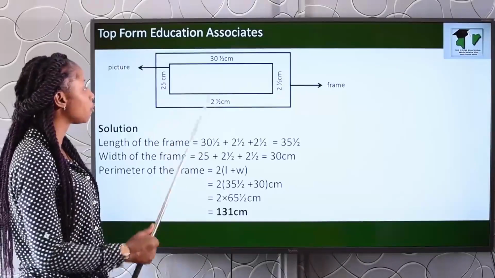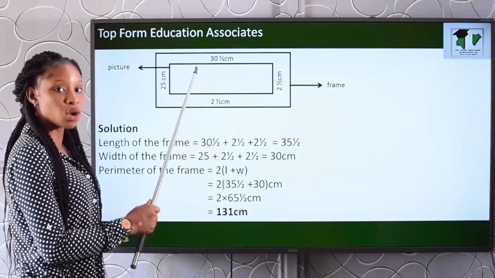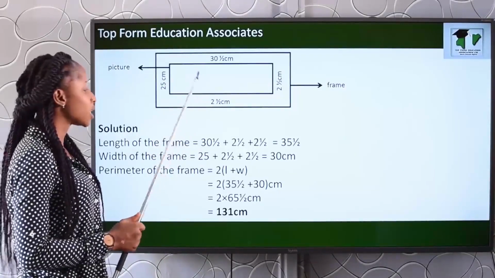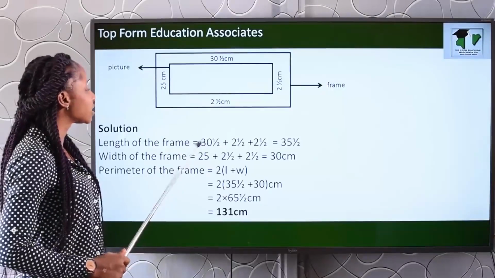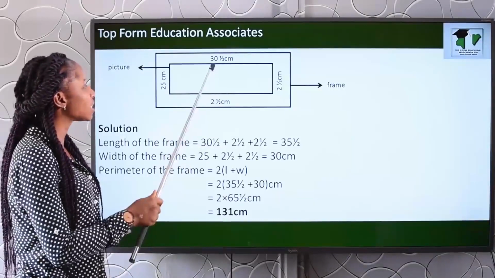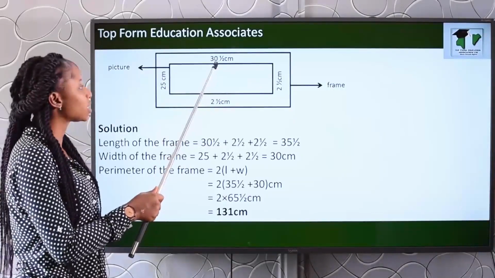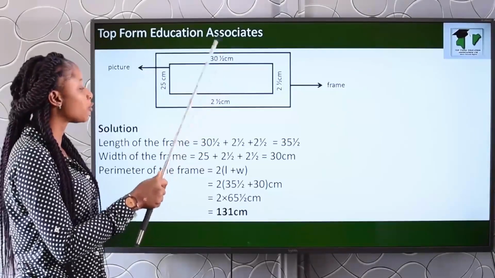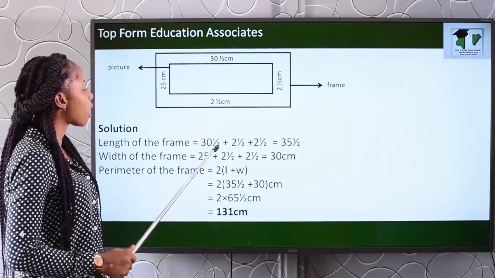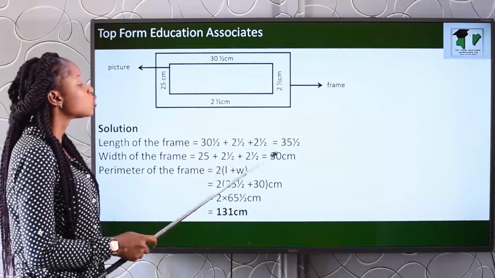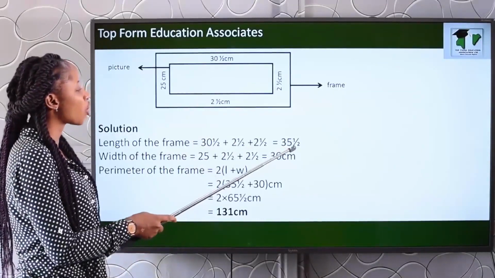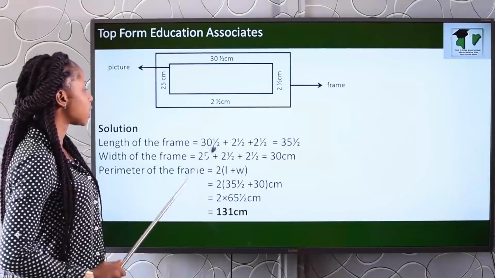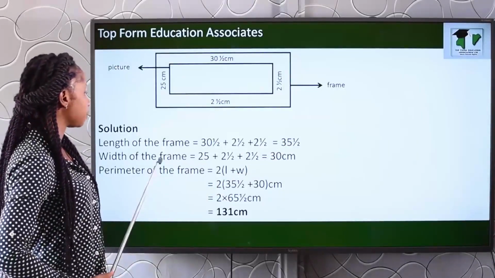to get the actual length of the frame. So we're going to add the length of the picture and the margin of the picture from the frame. I'll take that again. To get the length of the frame, we are going to add the length of the picture, which is 30.5 centimeters, with the margin of the picture from the frame. So we have 30.5 plus 2.5 plus 2.5 to give us 35.5 centimeters. Now, the width of the frame.